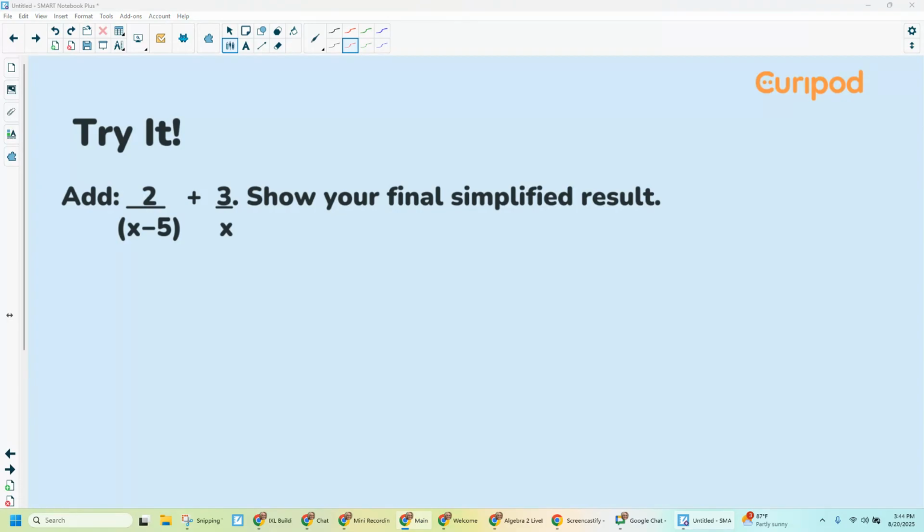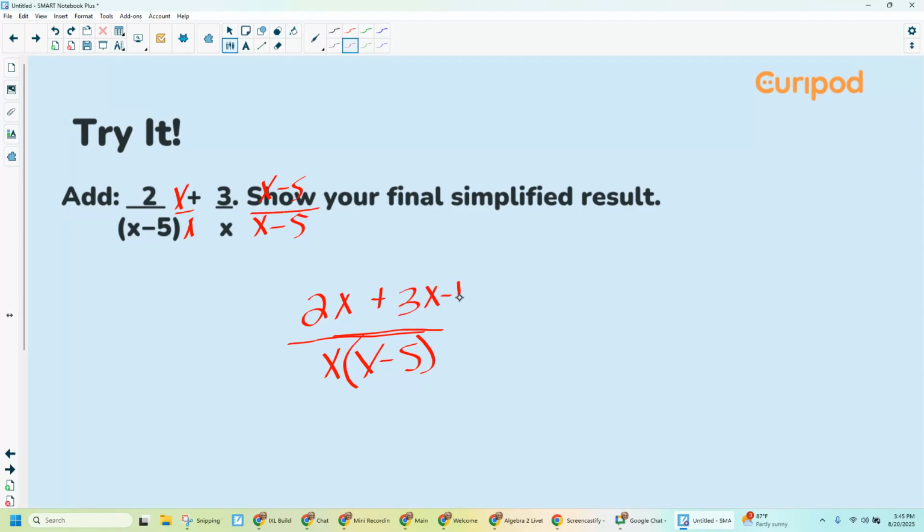All right, how did you do? Looking at the denominators, one is x minus 5 and one is x. If I want them over the same denominator, I multiply the two of them, so I want it over x minus 5 times x. This first one, I'd have to multiply by x over x, which would give me 2x. And then the second one, I would have to multiply by x minus 5, which would give me 3x minus 15.